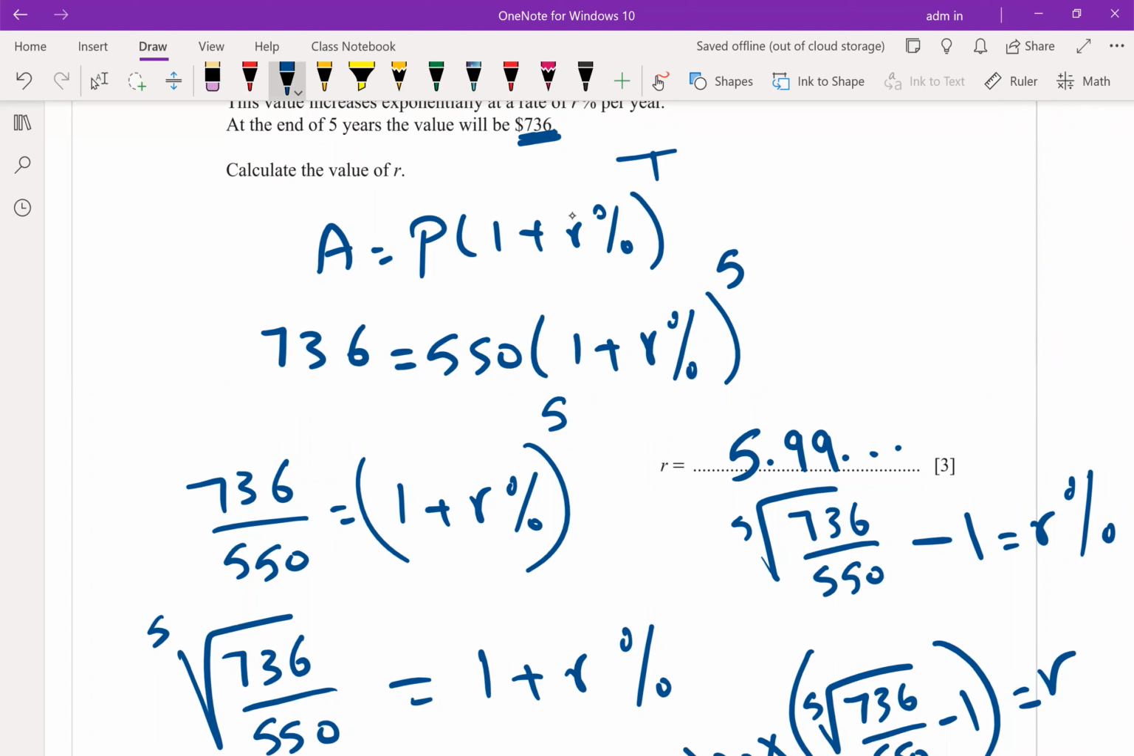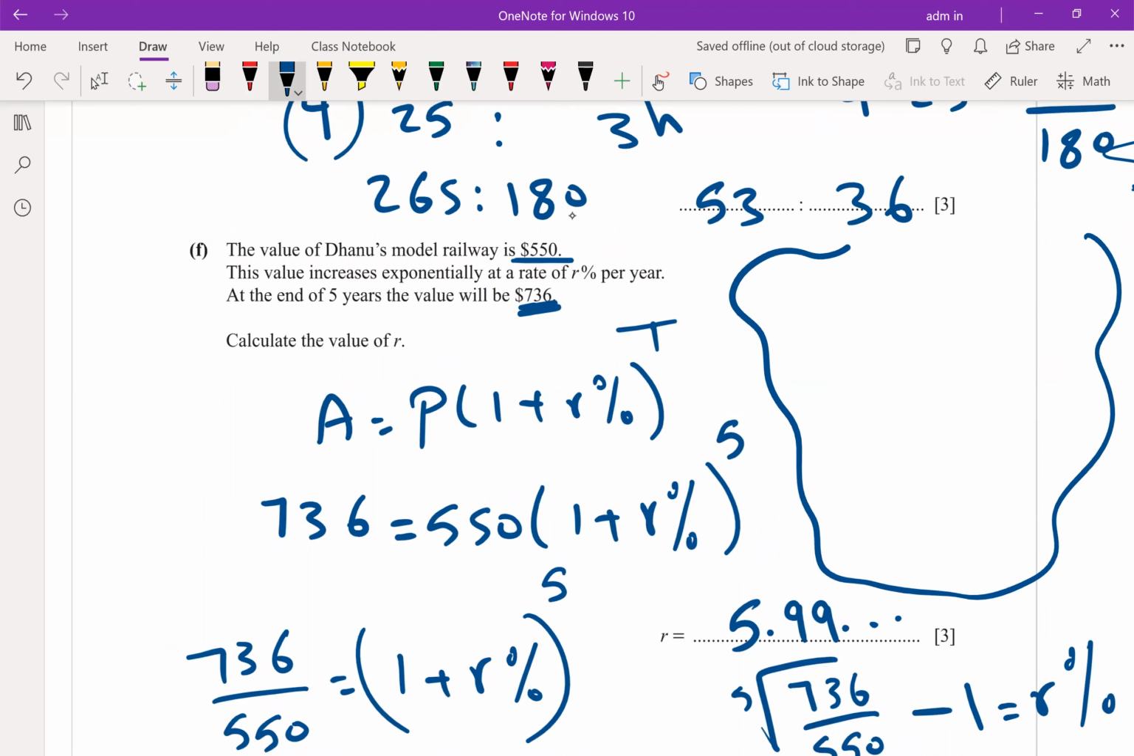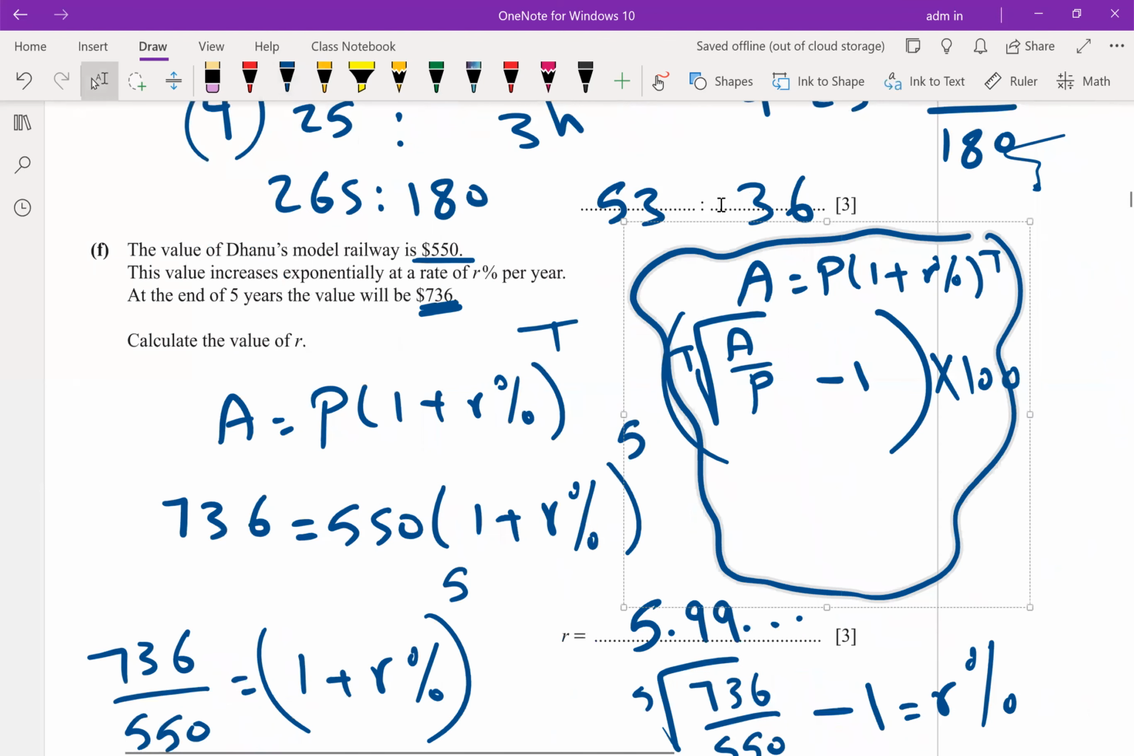I will explain the steps again. In general, if A equals P(1 plus R percent) all to the power of T. Step number 1, A over P. Then take the T root, whatever it is: if it is 2, square root; if 3, cube root; if 4, fourth root. Then minus 1, then multiply all by 100. This is the value of R. Clear? Hussein, you have a question?